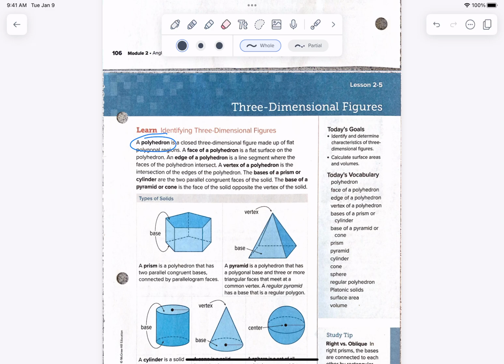Right, hello Aiden. We're starting 2-5. We're going to take 2 days to do this section because 3D figures have lots of formulas. So we'll do half today, half tomorrow.